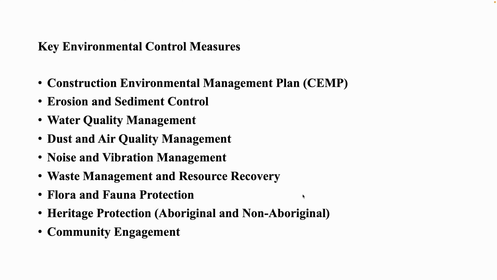Key environmental control measures that we need to be looking after: construction environment management plan, erosion and sediment control, water quality management, dust and air quality management, noise and vibration management, waste management and resource recovery. You may remember the area is subject to protected wildlife and some remnant vegetation, so we need to have clear control over flora and fauna protection, heritage protection, and community engagement.